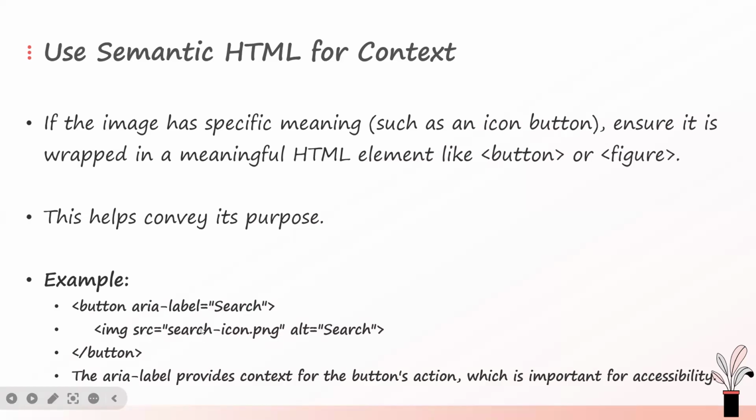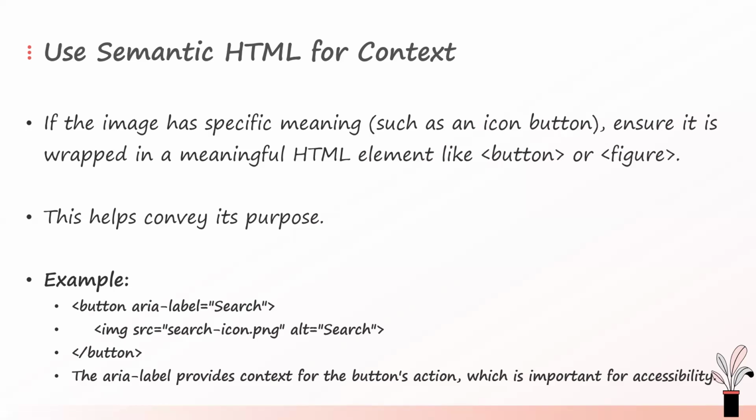And look at how accessible this is. We have an image that's conveying a meaning. It has a specific meaning, and this image is for search. And we are giving it another alt text as search. It's a search icon, and we are putting it inside a semantic element, button. And even this button, we're also giving it a label.